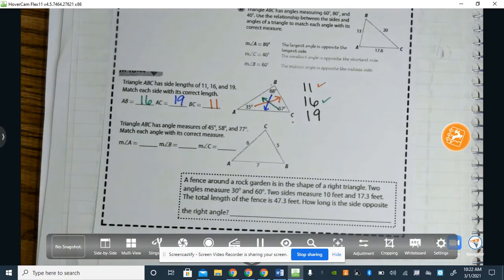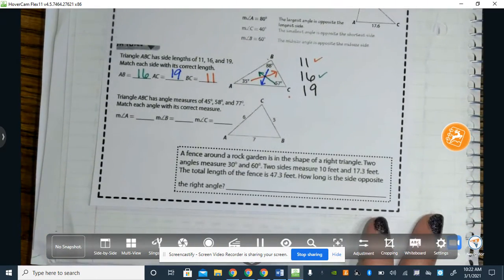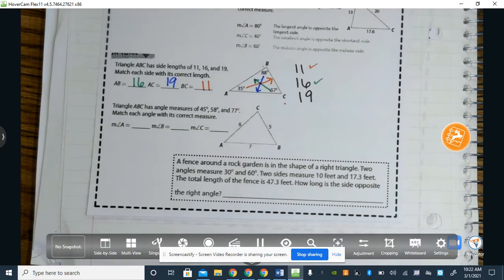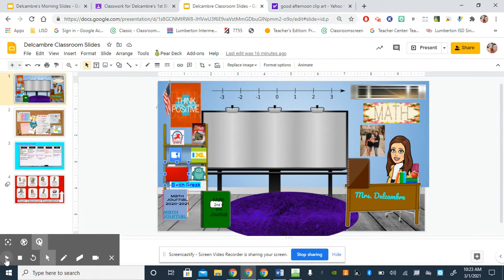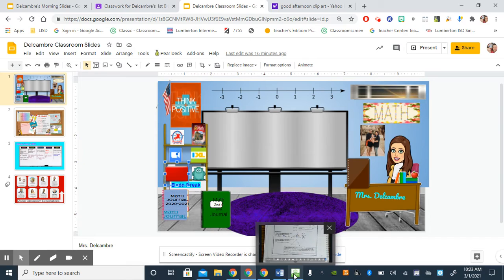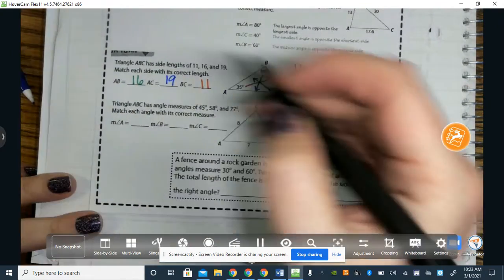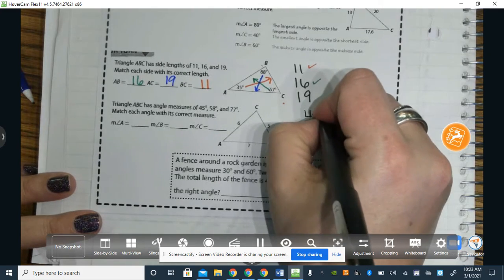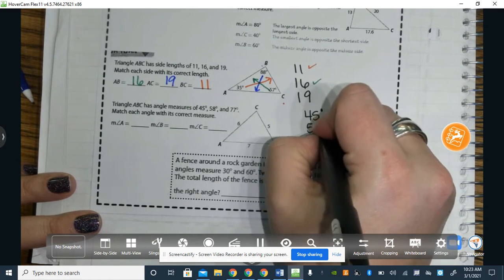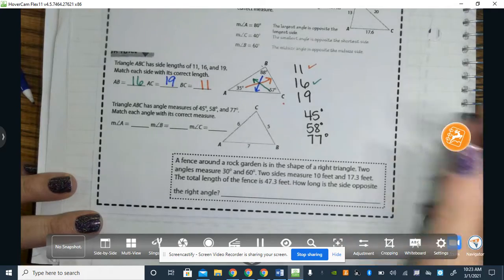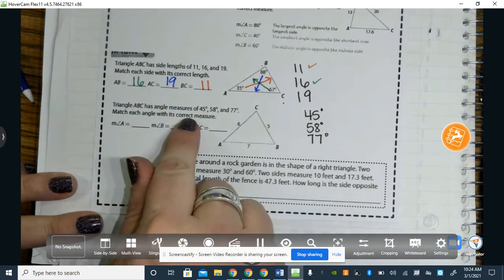Okay. So if I'm looking at this next one, triangle ABC, hold on for 1 second. All right, so here we go again. The bottom part, triangle ABC, has angle measures of 45 degrees, 58 degrees, and 77 degrees. So I'm just going to write that to the side so I can remember. 45, 58, and 77. Okay? So match each angle with its correct measure.